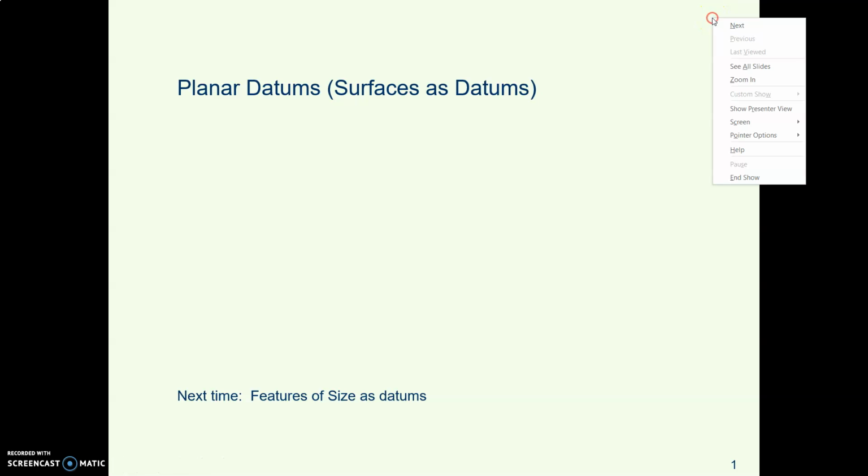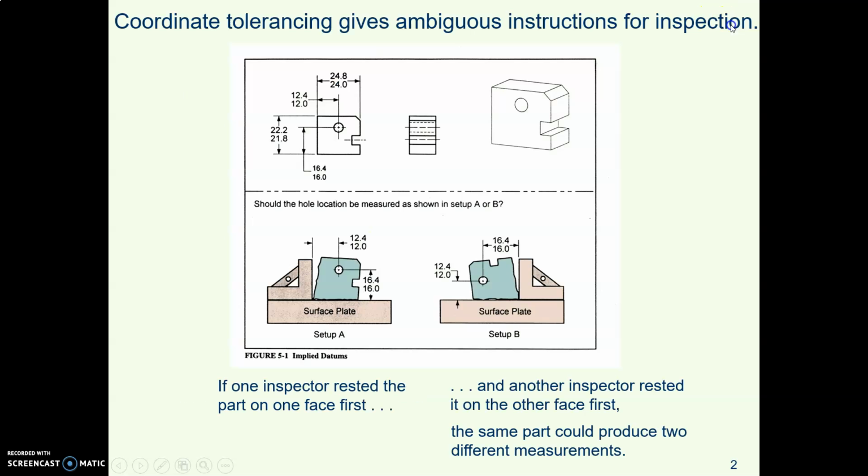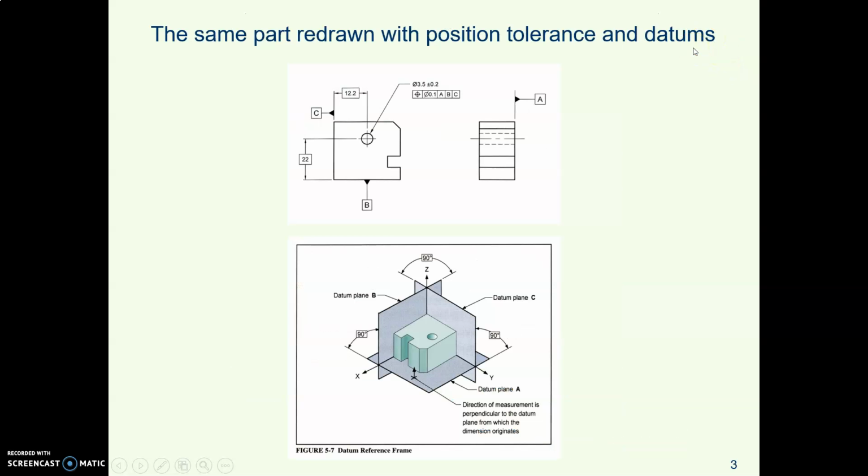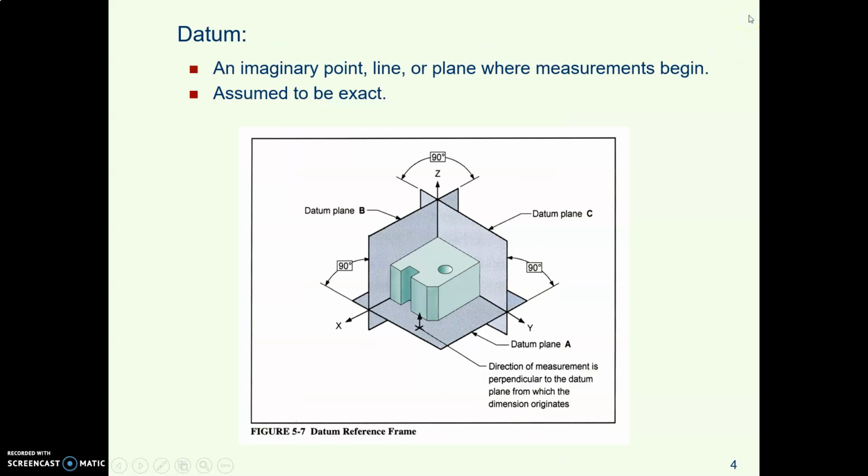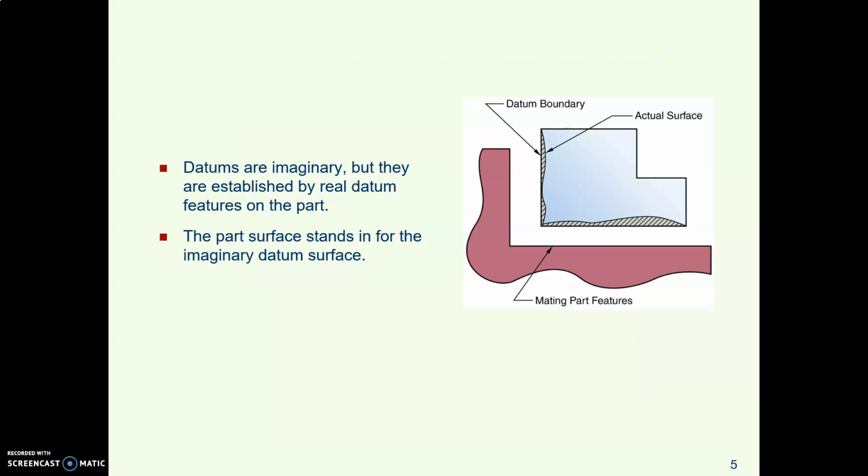Let's think about datums, and we'll start with surfaces as datums. You remember this idea that without datums, you have ambiguous instructions for inspection. And so we add datums so that our inspection is consistent. A datum is an imaginary place where measurements begin. They're where the measurements come from, and they are assumed to be exact.